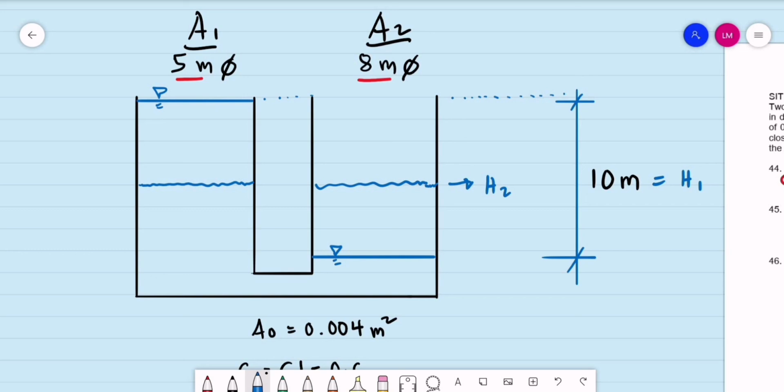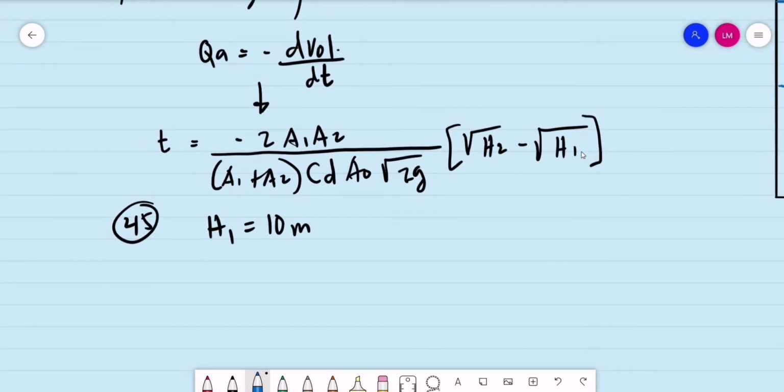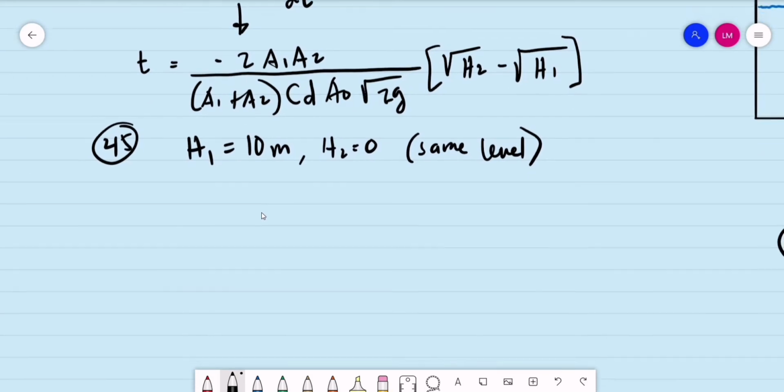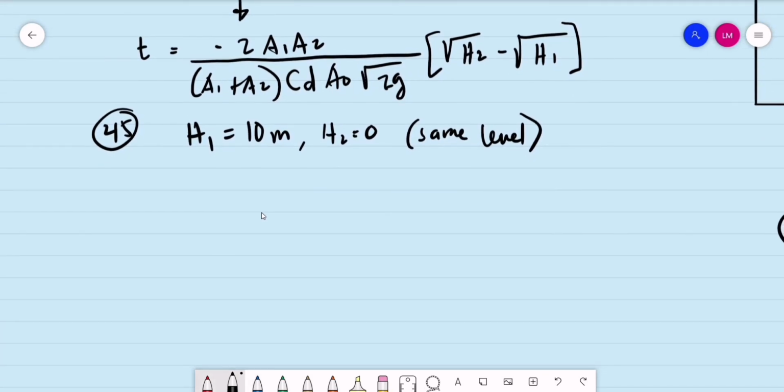That is 0. Ibig sabihin, kapag 0 head, titigil na yung flow dahil balance na yung water surface. Okay? So, the final head should be equal to, dito sa number 45, kapag same level, the final head is equal to 0. Kasi pag sinabi nating head, yun yung difference in elevation between the liquid surfaces. So, mag-substitute tayo.